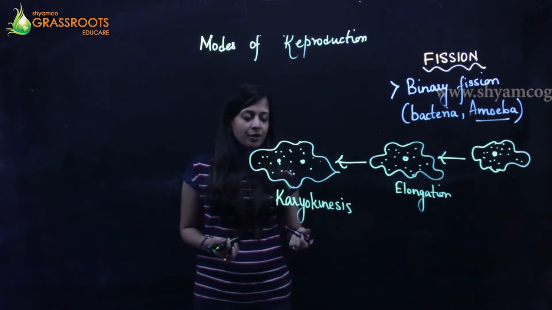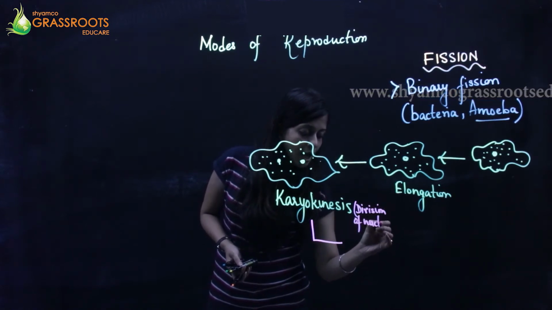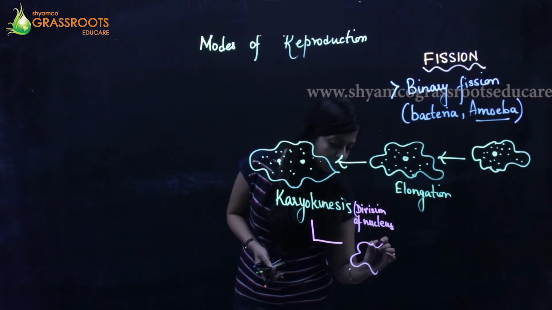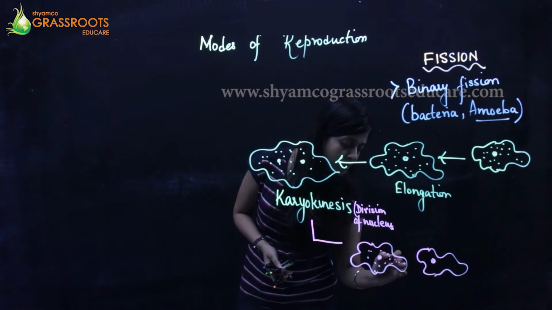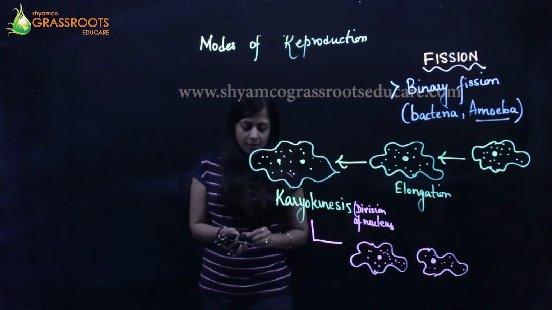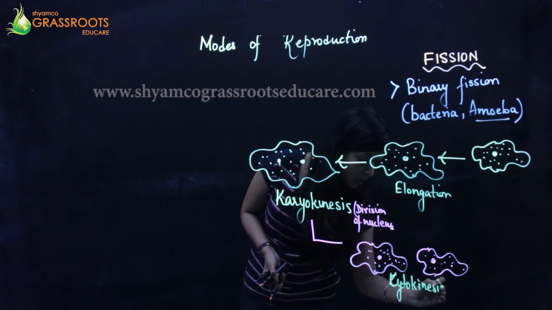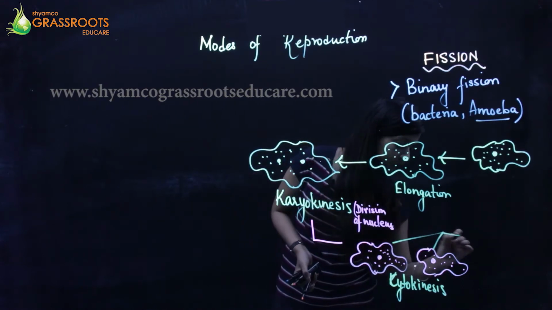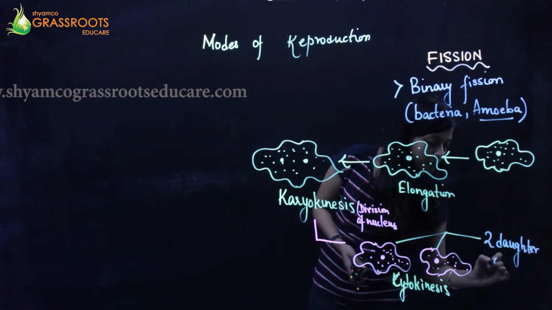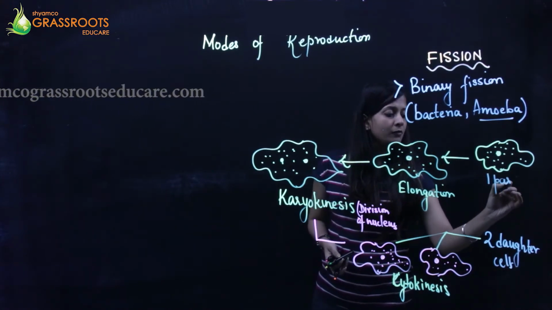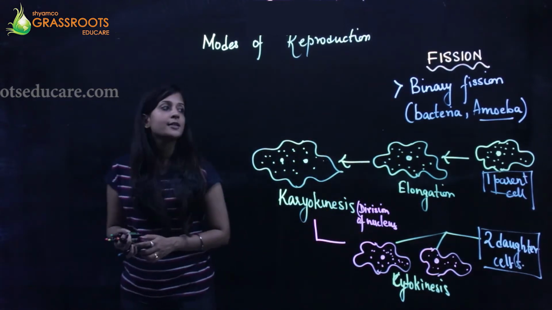From here, after the division of the nucleus, it will give rise to two daughter amoeba. The process by which the cytoplasm divides is known as cytokinesis, and it will give rise to two daughter cells. That's why it is known as binary fission. Binary means two in number, that is, from one parent cell we are getting two daughter cells. So this process is known as binary fission.